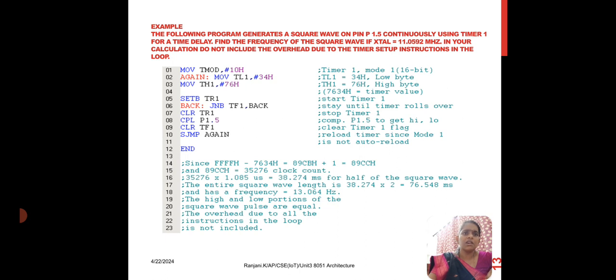stay until the timer rolls over. Next is your stop timer instruction. Next is complementing P1.5 to get high or low. Next is clearing TF1, that is, reload the timer since it is mode 1. And next is your end of the program. So this is an example for generating the square wave.